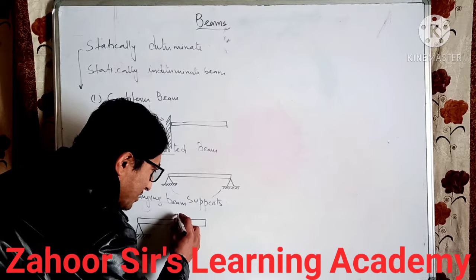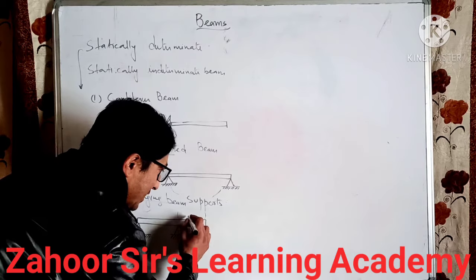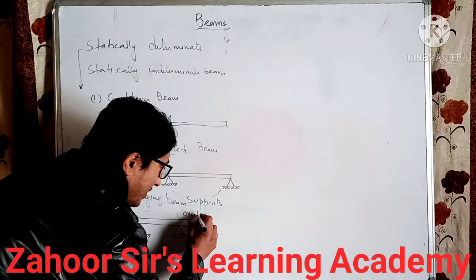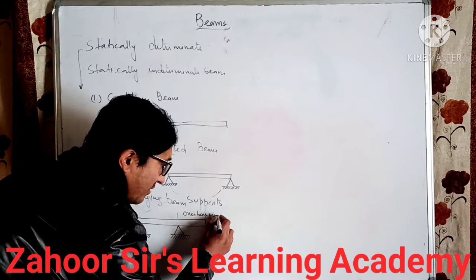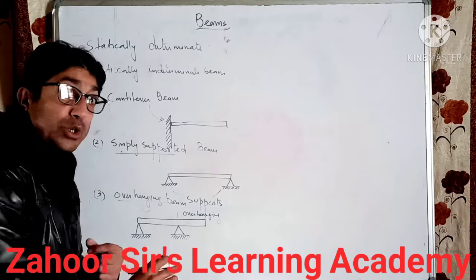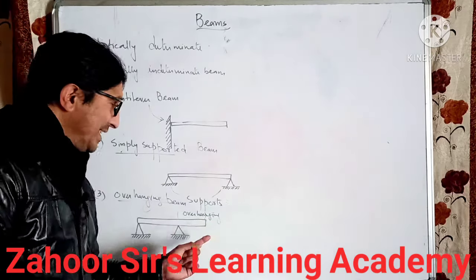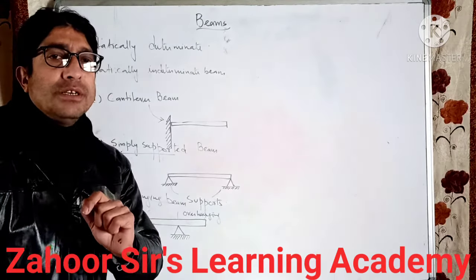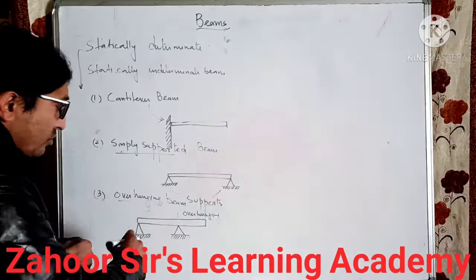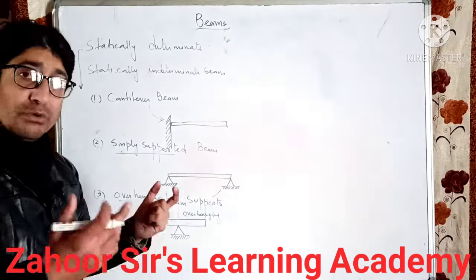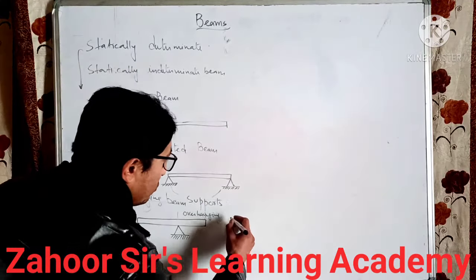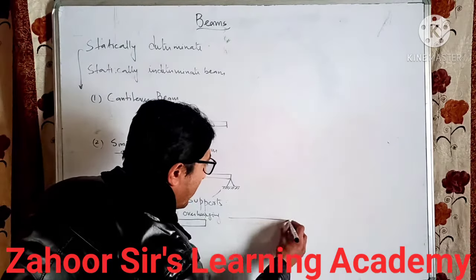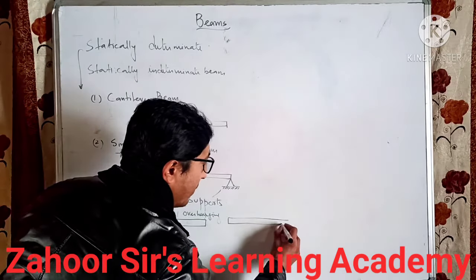So what does this mean? This portion is overhanging, isn't it? Yes, this portion is overhanging. This is condition 1, when one end of the beam is overhanging. Condition 2 could be both ends overhanging.